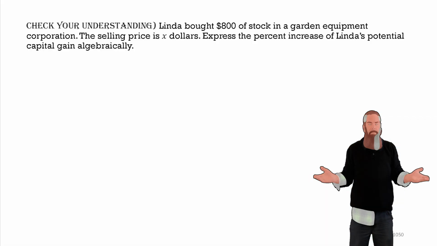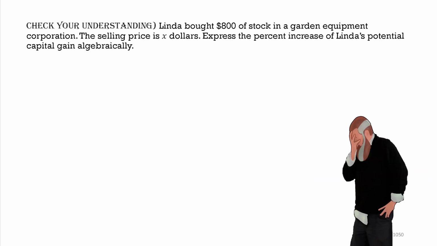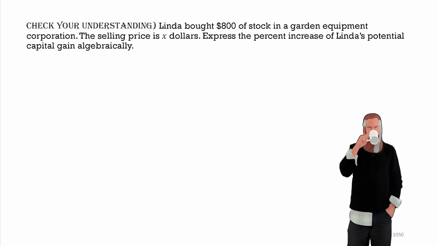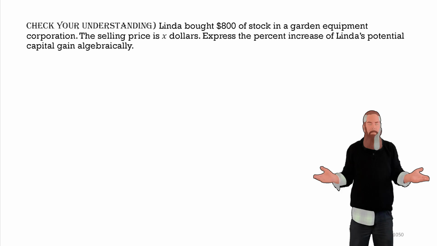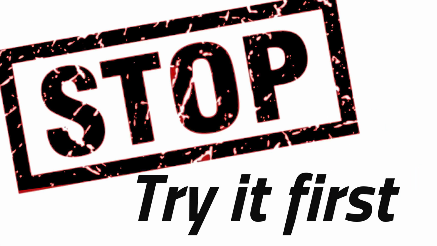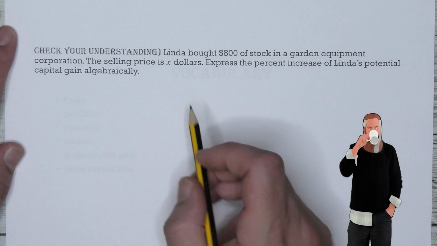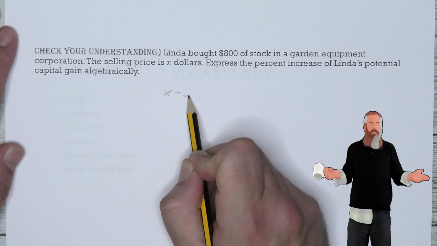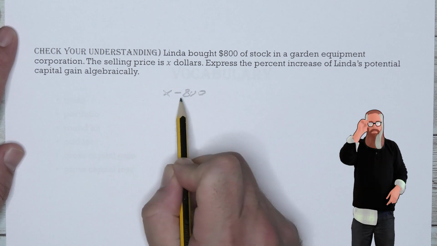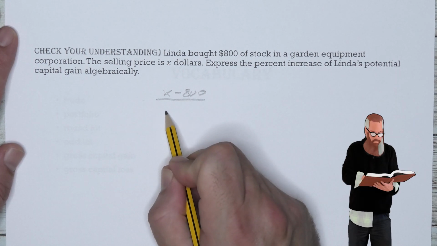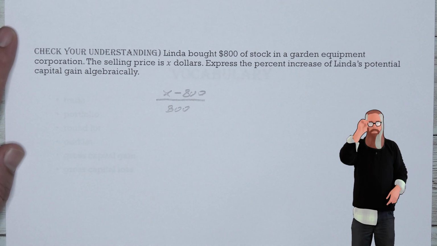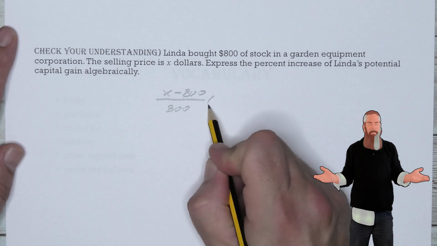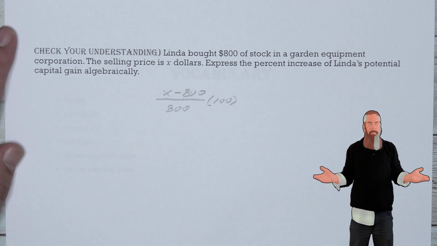Let's check our understanding of this. Linda bought $800 of stock in Garden Equipment Corporation. The selling price is X dollars. Express the percent increase of Linda's potential capital gains algebraically. So because we have a gain, we're going to have X minus 100 to get our positive number. Divide that by the 800, because that's how much she bought into it for. Multiply that by 100 to turn it into a percent.